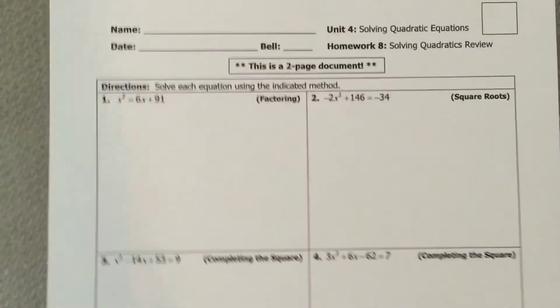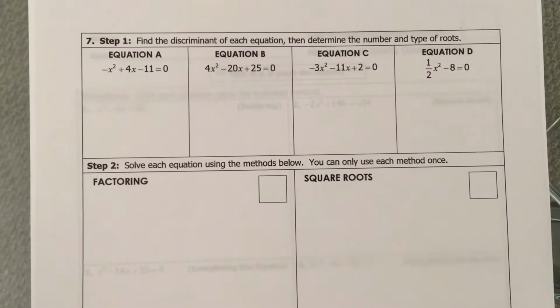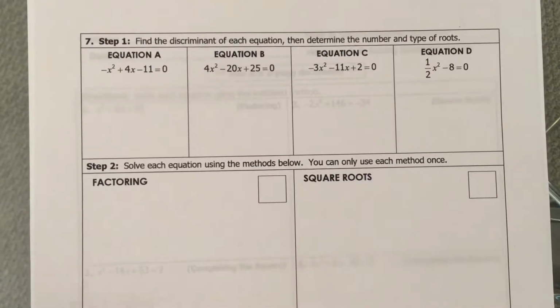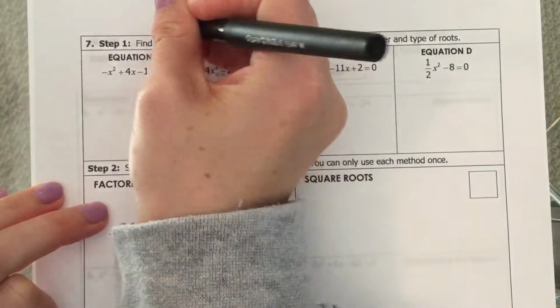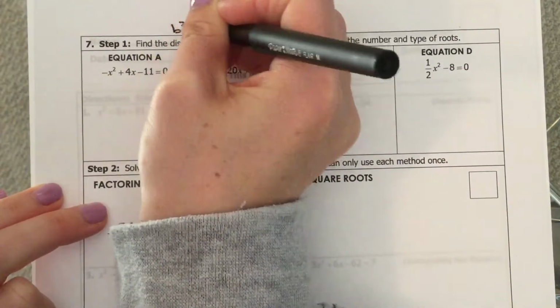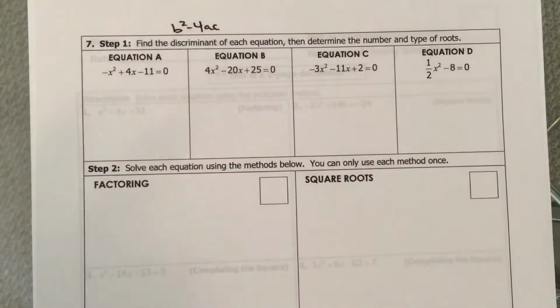So what I'm actually going to do is talk you through equation A for number 7 here, and then talk about which method might be the best one to use, and then we'll solve that one equation. All right, so equation A, finding the discriminants. Whenever the discriminant is mentioned, the formula is b squared minus 4ac, and that alone can give you a pretty good indication of which might be the best method to use.